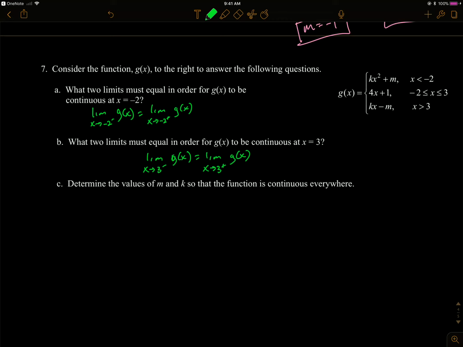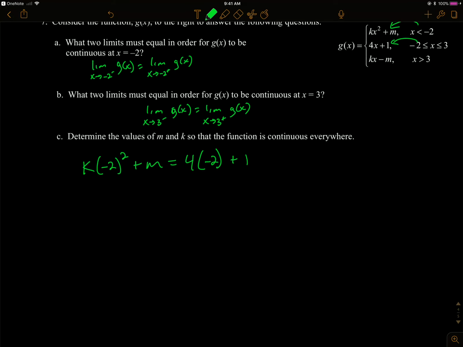So let's make our equations. Let's do the first one. To make it continuous at -2, I do direct substitution here to get the limit from the left. I do -2 direct substitution here to get the limit from the right. So we're plugging in a -2, so I get k times -2 squared plus m. It's going to be equal to 4 times -2 plus 1. So I get 4k plus m equals -7.